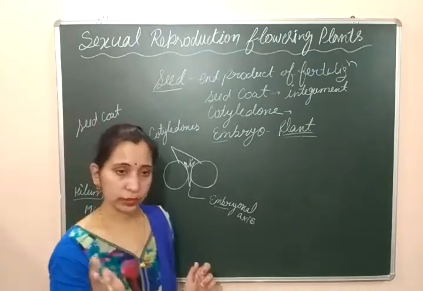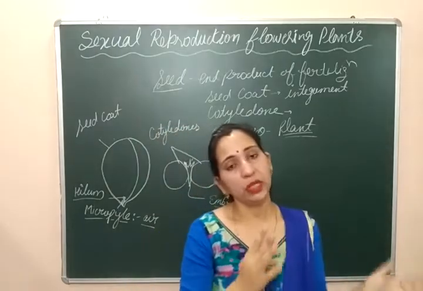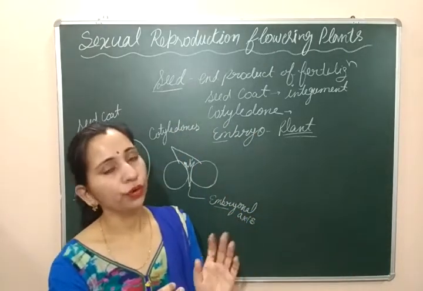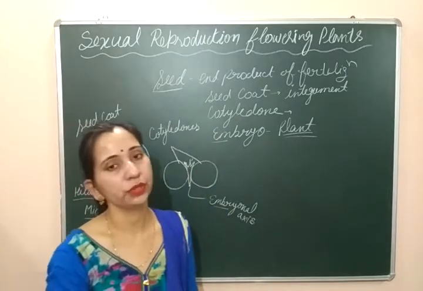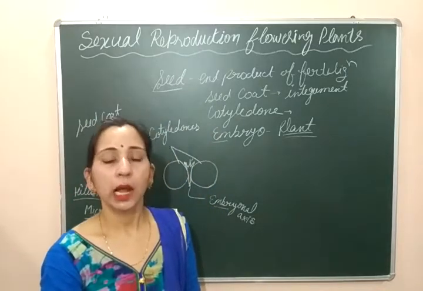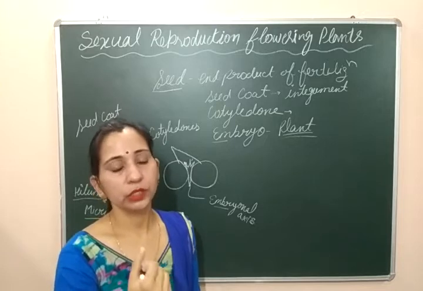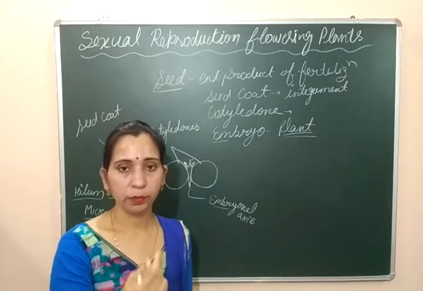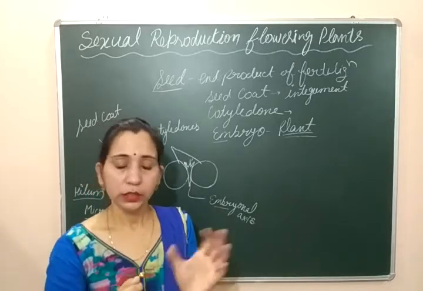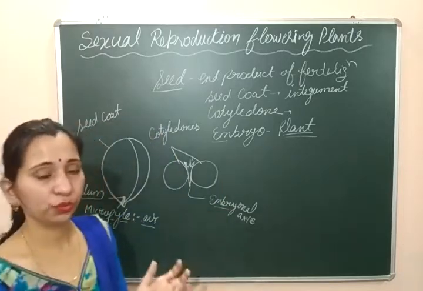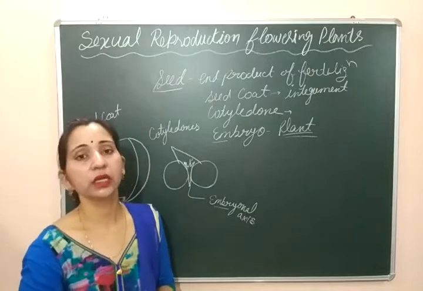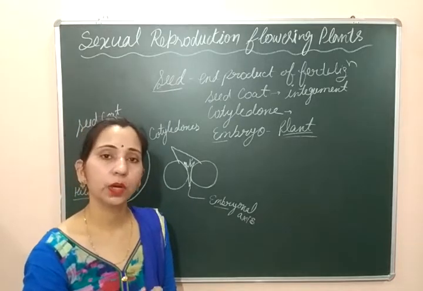And this complete process means fusion of the male gamete with the egg, that is syngamy or fertilization, and second, the fusion of the second male gamete with the central cell, by which the triploid endosperm is formed. The primary endosperm nucleus is formed and then it forms the endosperm. These two combined are known as double fertilization, and this double fertilization process is the unique characteristic feature of angiospermic plants.